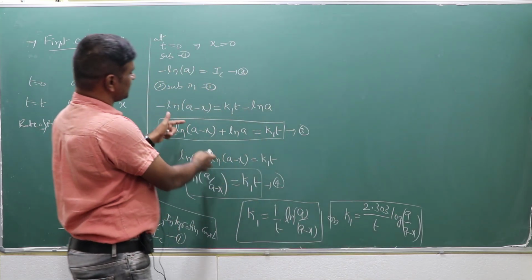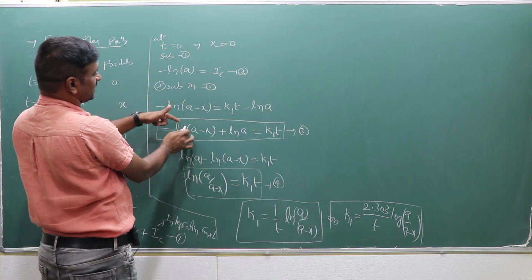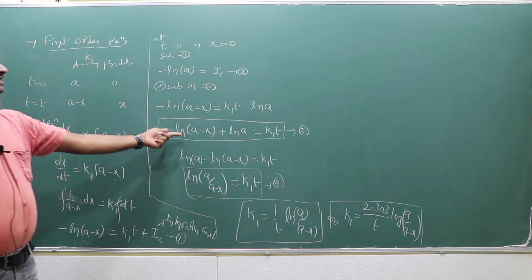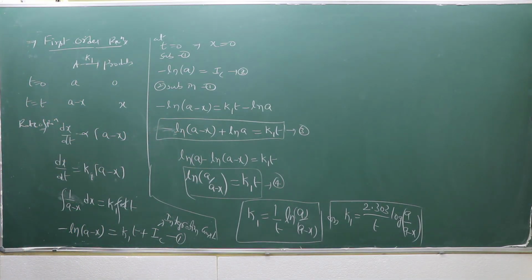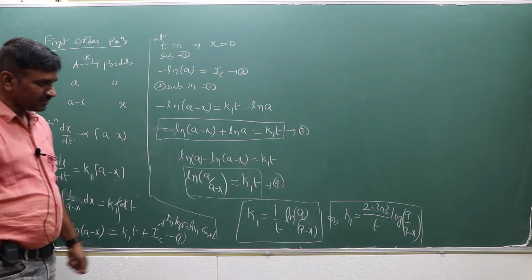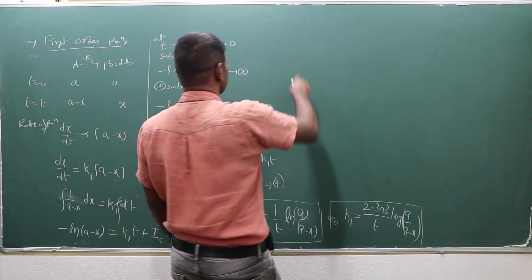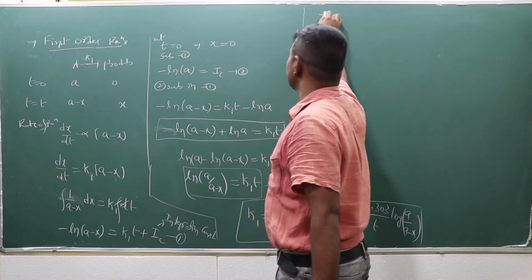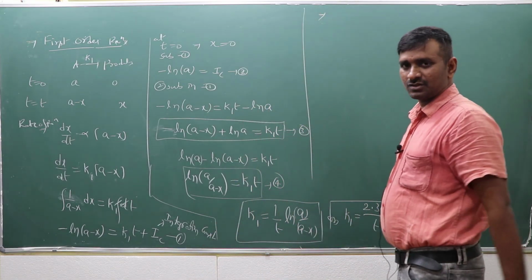So for first order reactions, the rate constant k is equal to 2.303 by t log a by a minus x. This one is also important from the graphical point of view, so this middle equation is also important. Right. So this is one type of method we have to use, or else some other methods also.